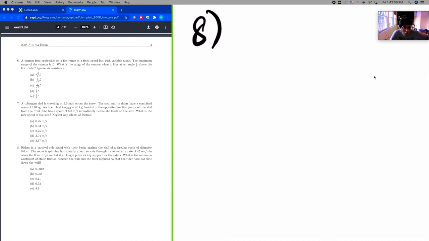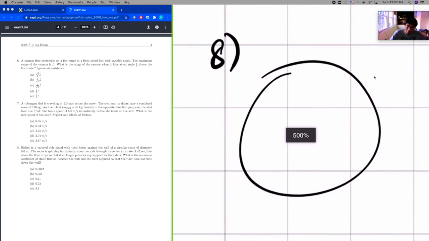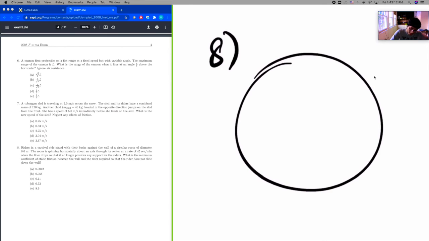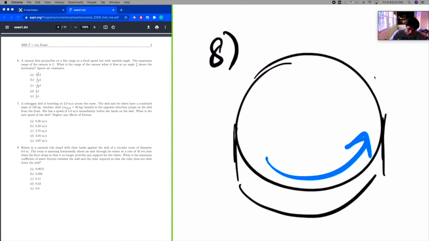Number 8, riders in a carnival ride stand with their backs against the wall of a circular room of diameter 8 meters. Alright, so this is really cool. Sounds like a fictitious force problem, aka centripetal and centrifugal force problem. I guess this is a carnival fair thing, and this thing is apparently rotating, and people are standing with their backs to the wall. Anyway, this room has a diameter of 8 meters, so that means the radius is 4 meters.